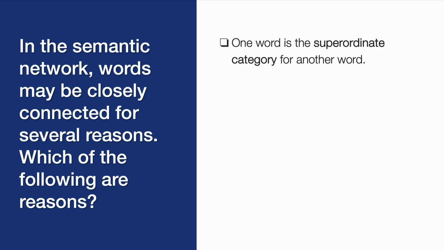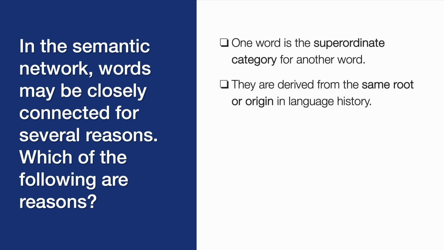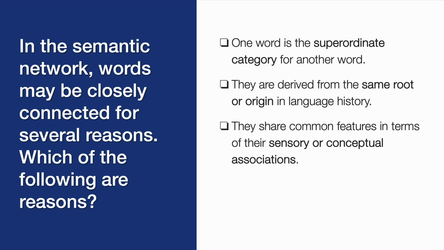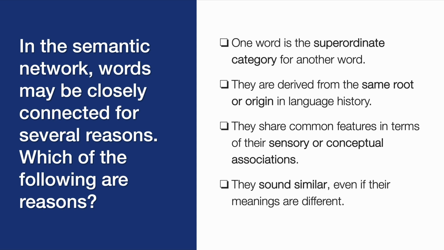In the semantic network, words may be closely connected for several reasons. Which of the following are reasons? One word is the superordinate category for another word. They are derived from the same root or origin in language history. They share common features in terms of their sensory or conceptual associations. They sound similar even if their meanings are different.